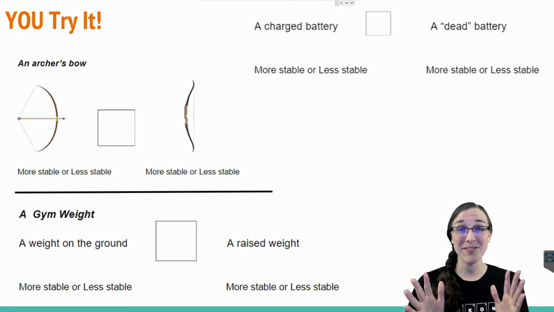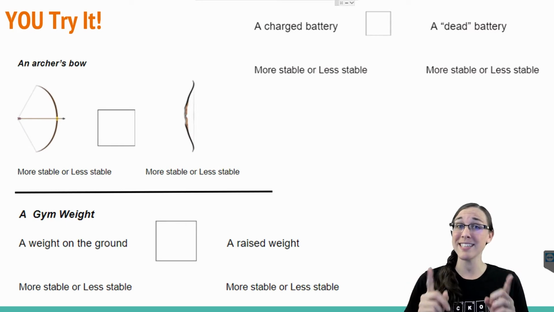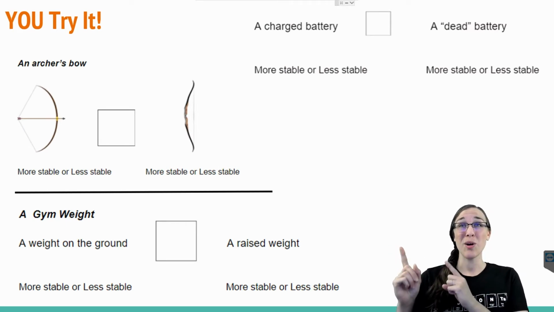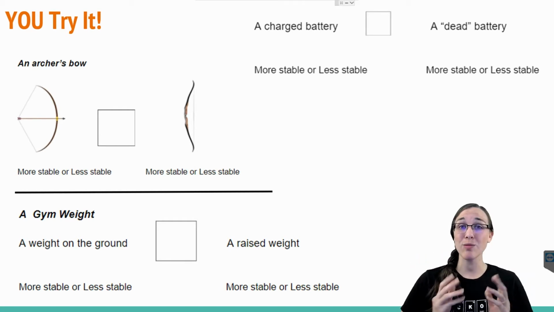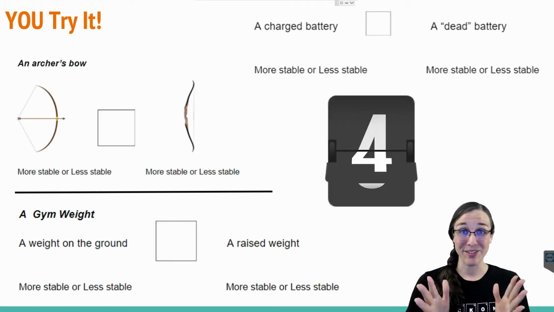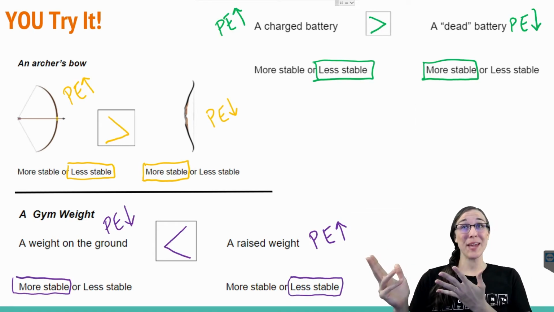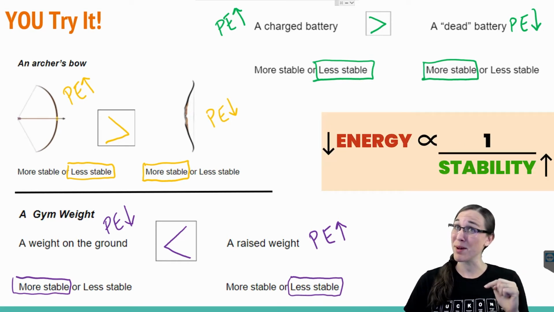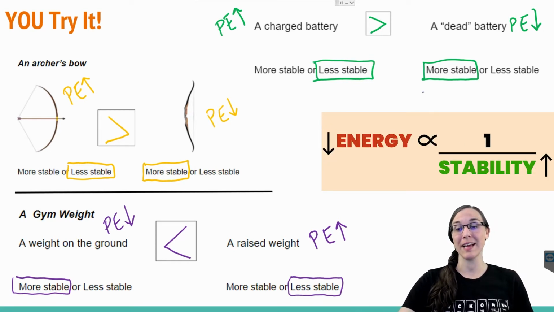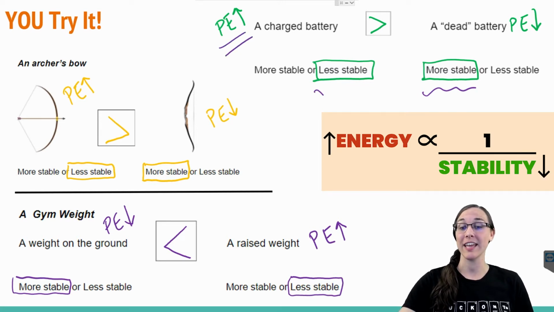Go ahead and pause the video here and make sure that you can identify in these scenarios which side has greater potential energy, which side has less potential energy, and which one is more or less stable. Ready, go! All right, these should be the answers you came up with. Notice that anytime we have potential energy at a minimum where there's less, we have something that's more stable, and anytime we have something with greater potential energy, it's less stable.